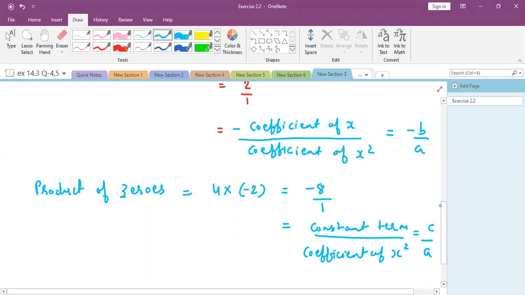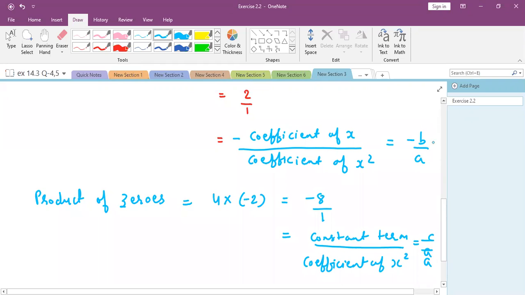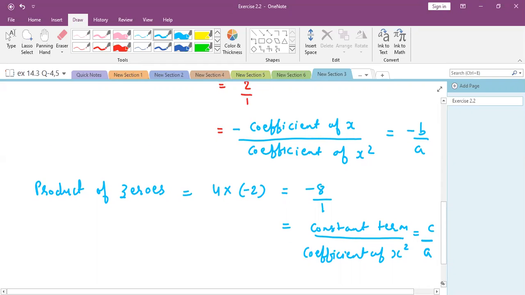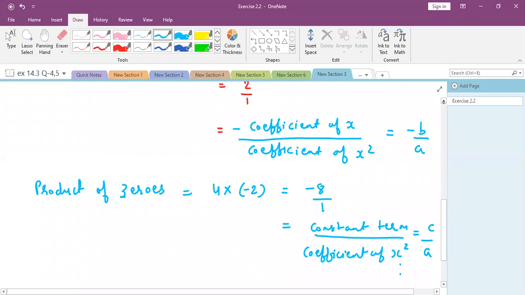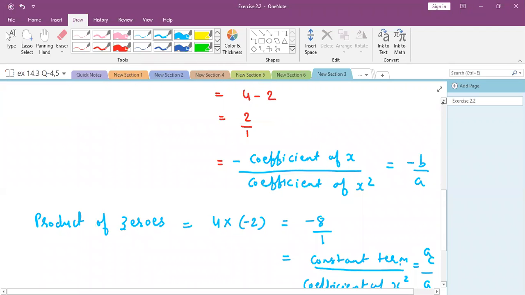So this concept we can directly use if any polynomial is given and we are asked to calculate the sum of zeros and the product of zeros. So the sum of zeros is always minus b upon a, right? And the product of zeros we can apply as c upon a, right? C upon a. So this is the relationship between the zeros and the coefficients.